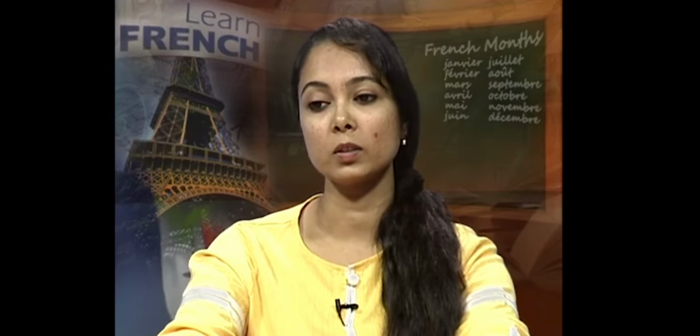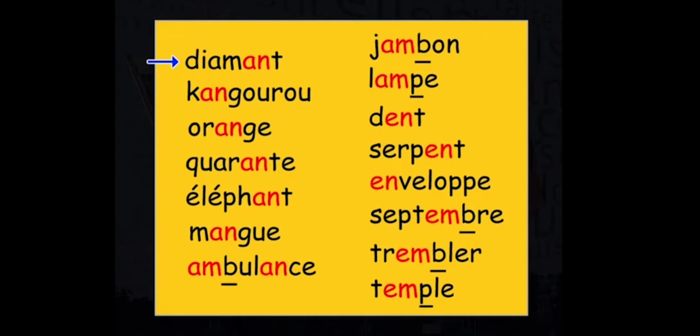To practice, let us repeat all the new words: diamant, kangourou, orange, 40, éléphant, mangue, ambulance, jambon, lampe, dent, serpent, enveloppe, septembre, trembler, temple.